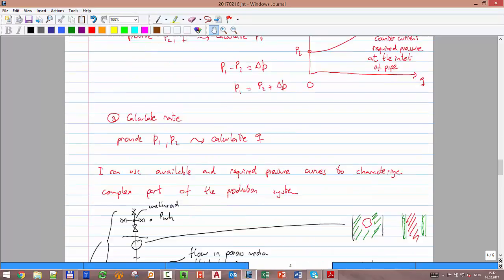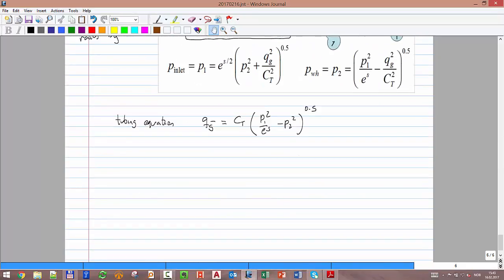And for that I'm going to give you another equation for dry gas. For dry gas, horizontal line, you can say that Q of the gas equals C of the flow line times P1 squared minus P2 squared to the power of 0.5. You can actually deduce it from this equation.